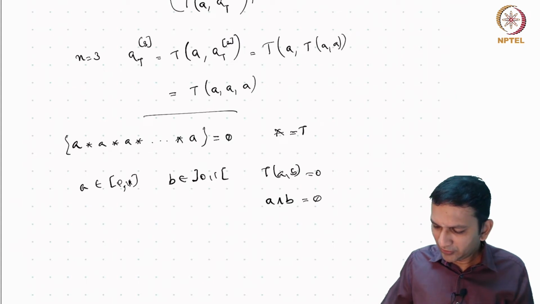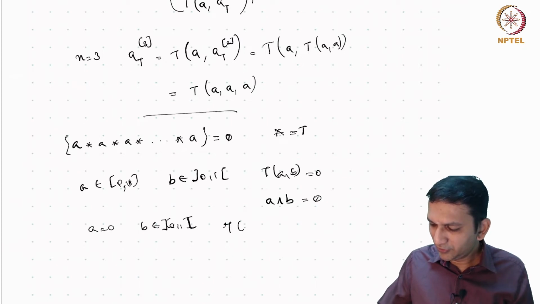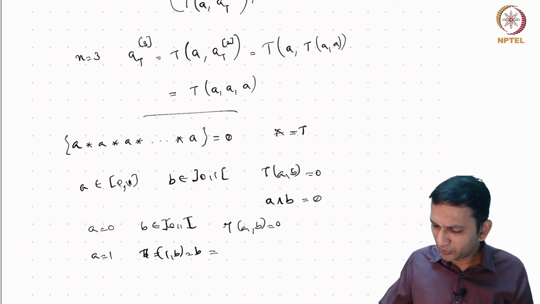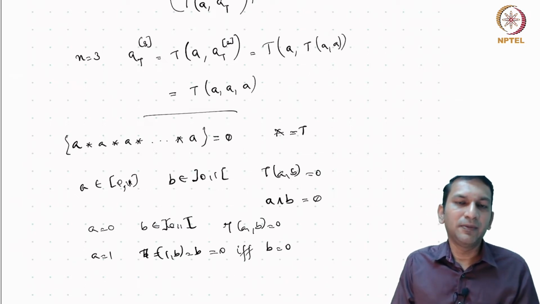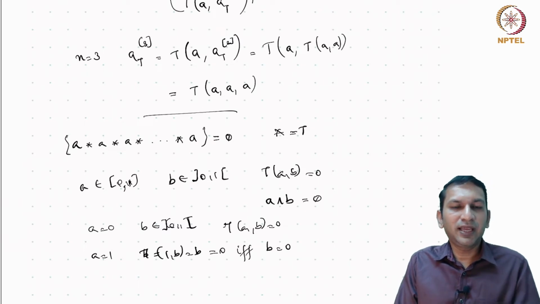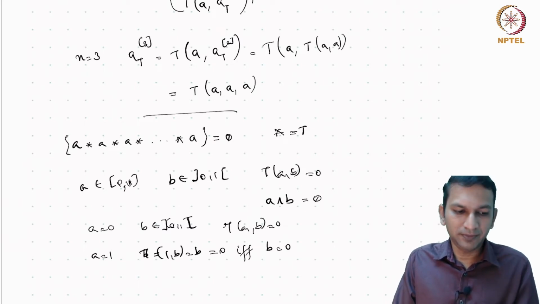Note that when A is 0, then for any B in the open interval, T of A, B is 0 for any T. And if A is equal to 1, then B cannot come from the open interval (0,1) because T of 1, B is actually B, and this will be 0 if and only if B is equal to 0. So essentially, when we talk about nilpotents and zero-divisors, we will consider the A to come from the open interval (0,1).